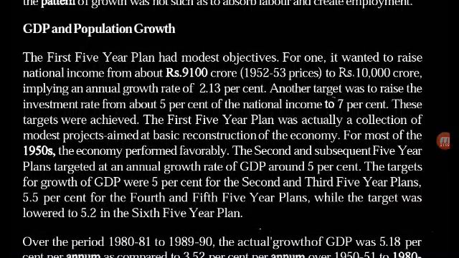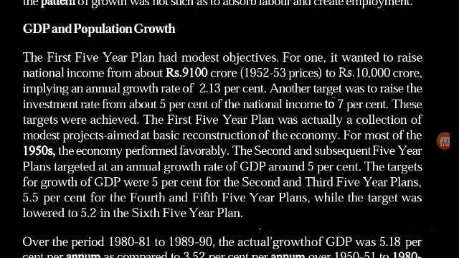The first 5-year plan had almost modest objectives. For one, it wanted to raise national income from about Rs 9100 crores to 10,000 crore, implying an annual growth rate of 2.13%. Another target was to raise the investment rate from 5% of the national income to 7%. These targets were achieved. The first 5-year plan was actually a collection of modest projects aimed at basic reconstruction of the economy.